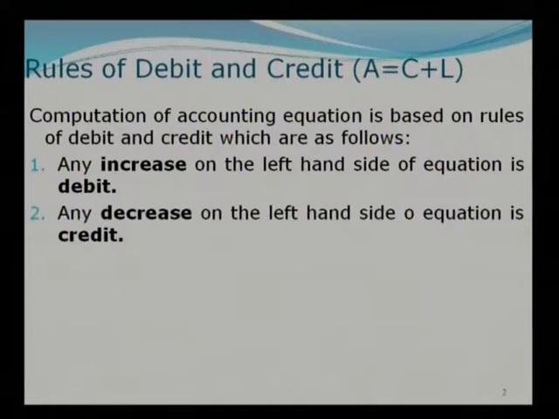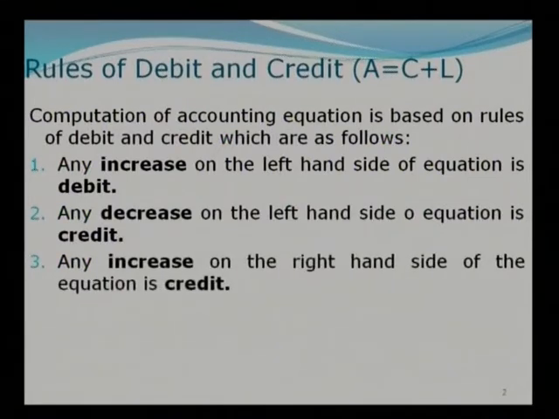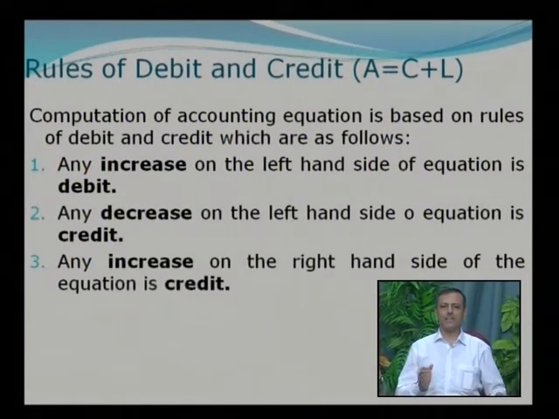Let's look at third rule. Any increase on the right hand side of the equation is credit. Now look, when we brought cash of rupees 20,000 by way of capital, does your capital or liability increase? That is the right hand side. Yes, the capital increases. The capital before bringing in, suppose it was 0 and it is a newly started business entity, then the capital increases by 20,000. Therefore, capital will be credited, and your equation matches.